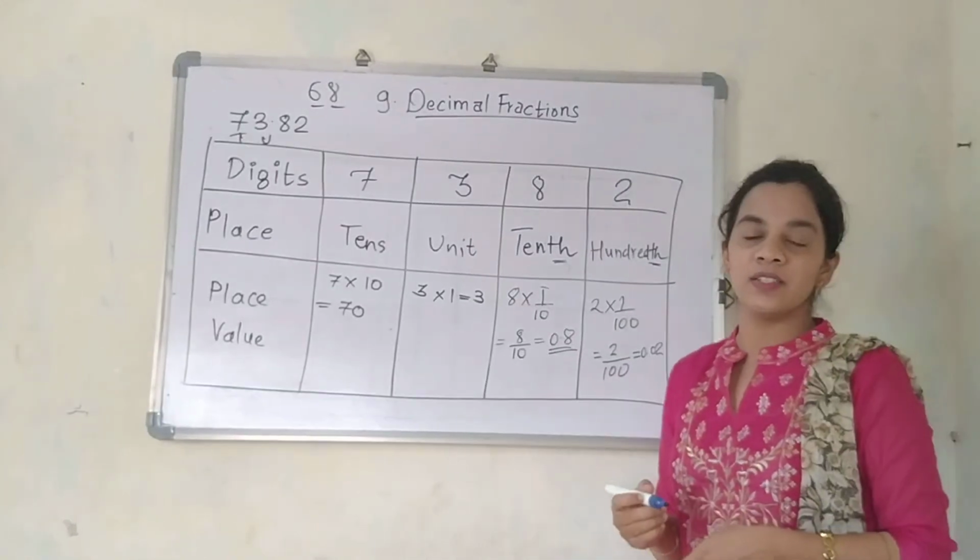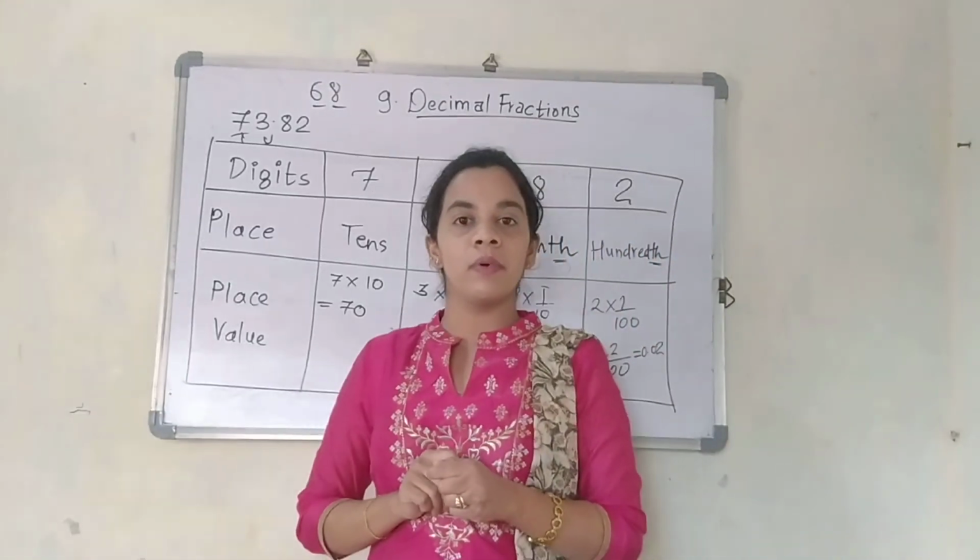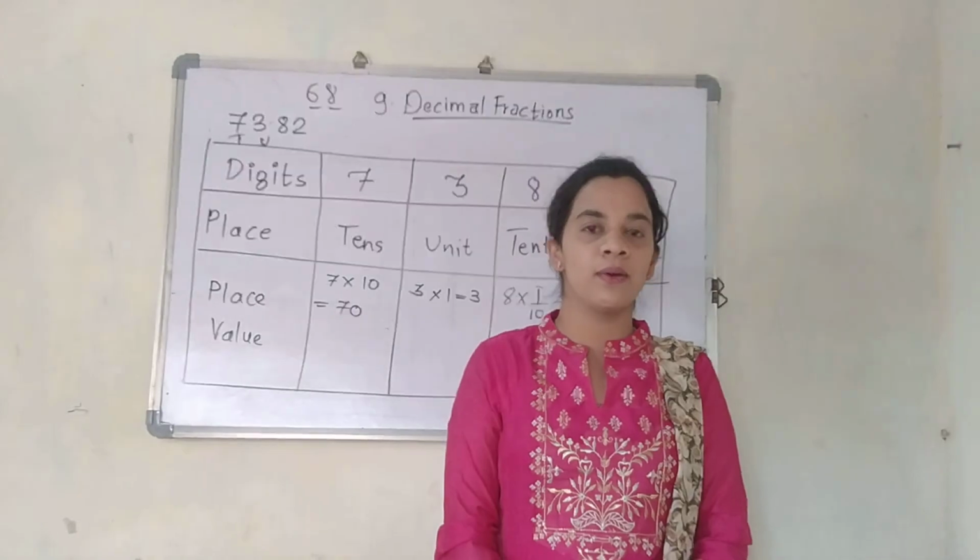So these are the place values of a decimal number. The next part of this lesson we are going to study soon.